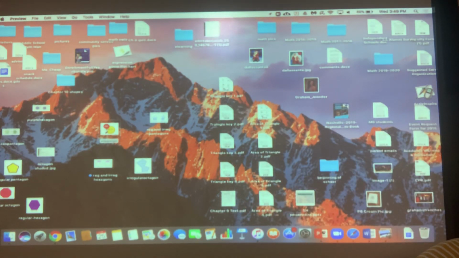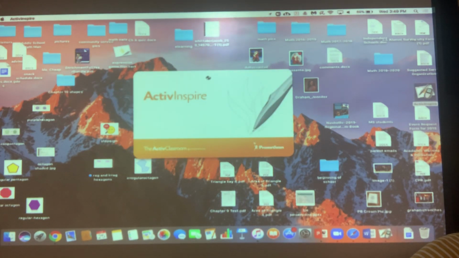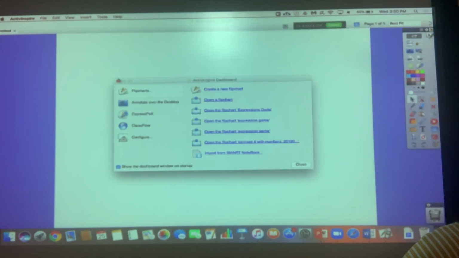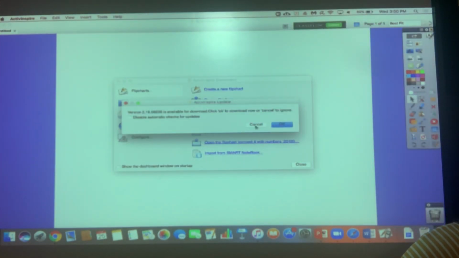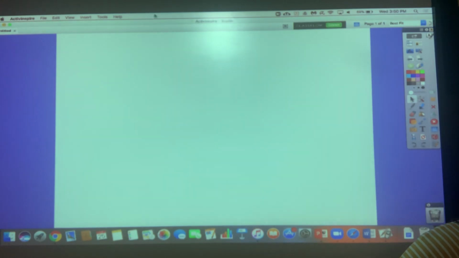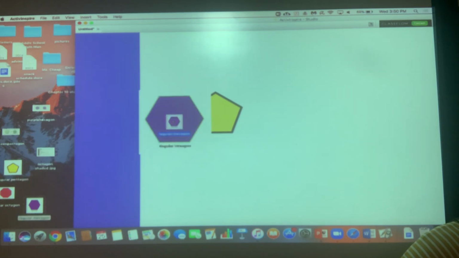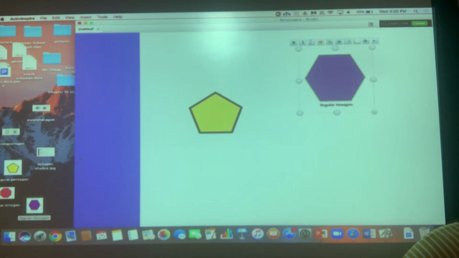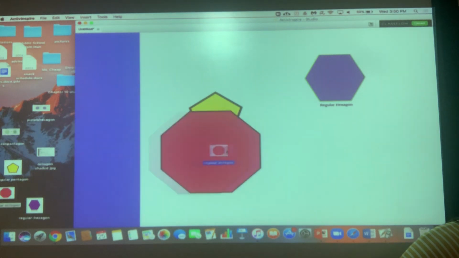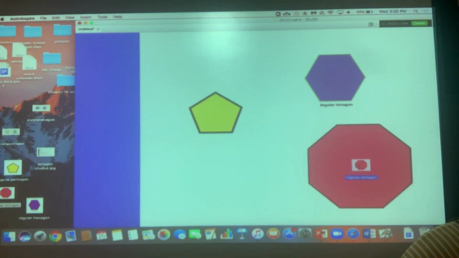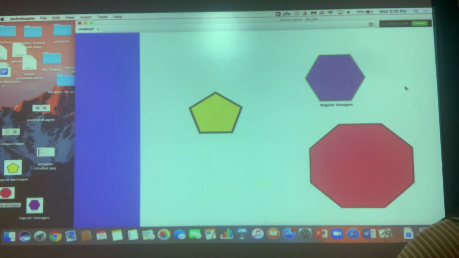Okay, so let me grab those three shapes so that we can work with them. So let's grab the regular pentagon, the regular hexagon, and the regular octagon. We will use all of these today as we are working some problems.